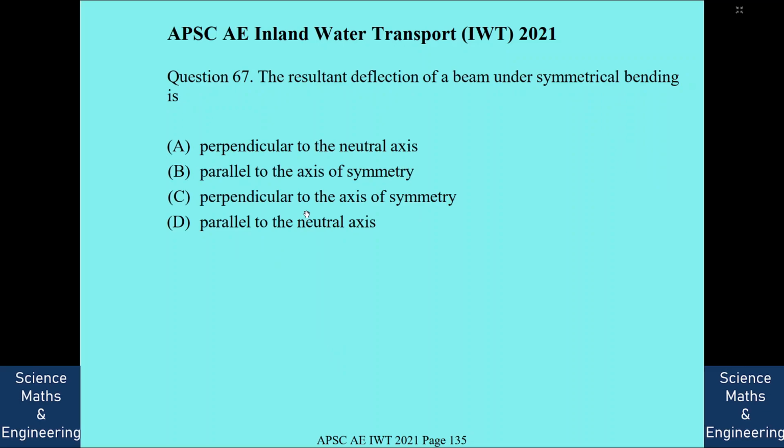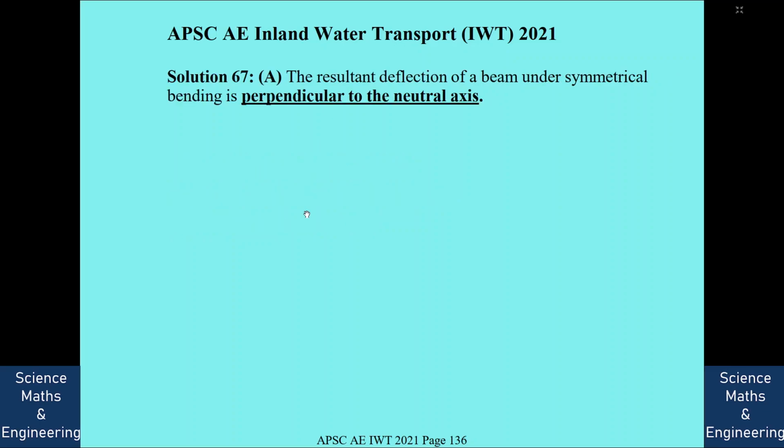Next, the resultant deflection of a beam under symmetrical bending is A, perpendicular to the neutral axis, B, parallel to the axis of symmetry, C, perpendicular to the axis of symmetry, or D, parallel to the neutral axis. So the answer is, the resultant deflection of a beam under symmetrical bending is perpendicular to the neutral axis.